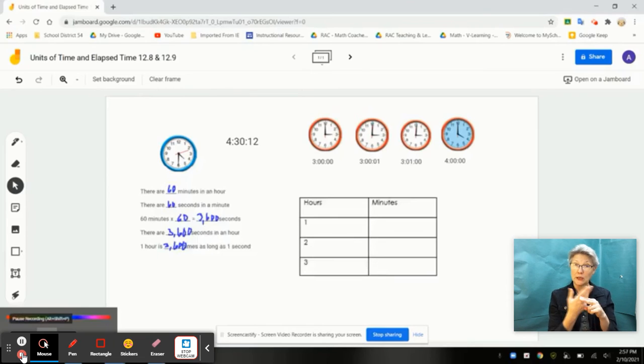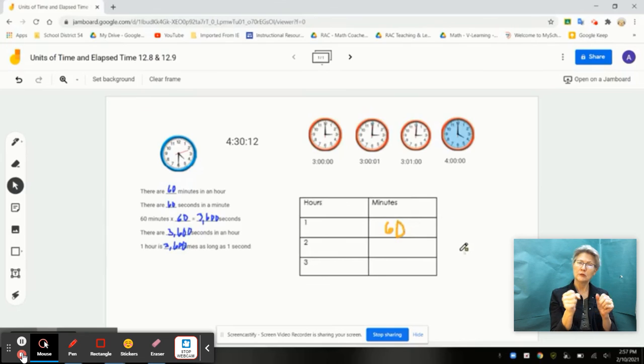We can use our strategy of making a table to help us organize information as well as to figure out how many minutes are in an hour. Well, we know how many minutes are in 1 hour, 60. Well, how many minutes are in 2 hours? Yeah, we could multiply 2 times 60. We could double 60 in our head. What makes the most sense to you?